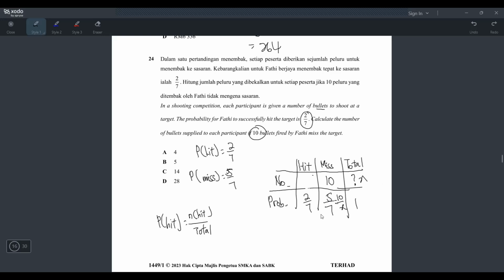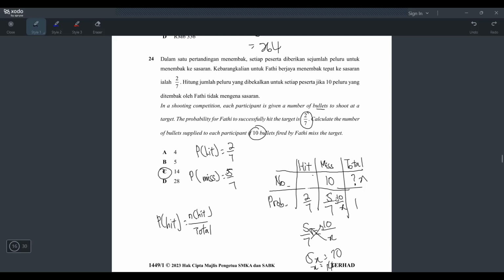Because, I mentioned one more time, how you get your probability of miss 5/7 is by taking the number of miss 10 divided by total X. So they are both the same. They both can equal. So if they both can equal, now you can find X already. Just darab silang. 5 times X is 5X, 7 times 10 is 70. X is 70 divided by 5, which is, okay, let's press. Okay, 14. So the X is 14. Okay, so the answer is C.